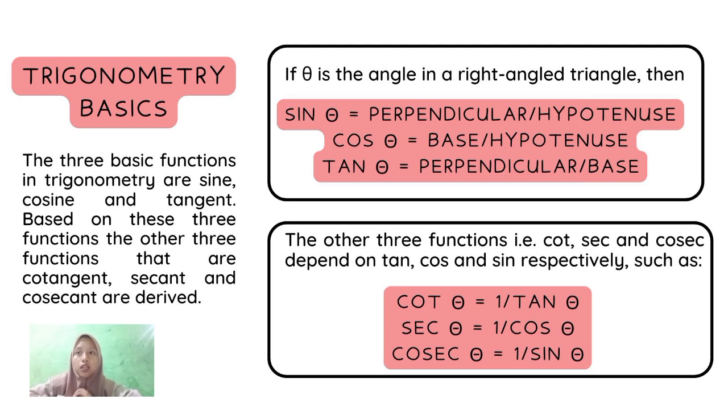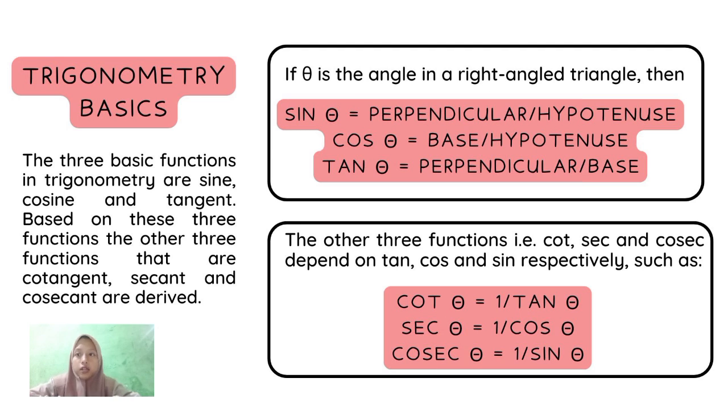If theta is an angle in a right-angled triangle, then sin theta is equal to perpendicular divided by hypotenuse. Cos theta equals base divided by hypotenuse. Tan theta equals perpendicular divided by base. The perpendicular is the side opposite to the angle theta. The base is the side adjacent to the angle theta. The hypotenuse is the side opposite to the right angle.